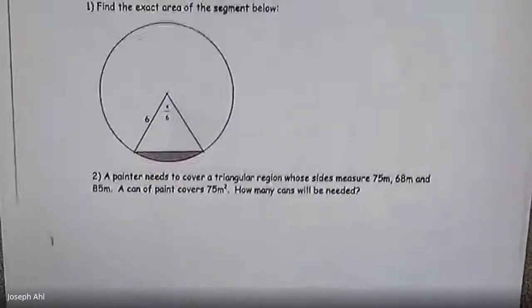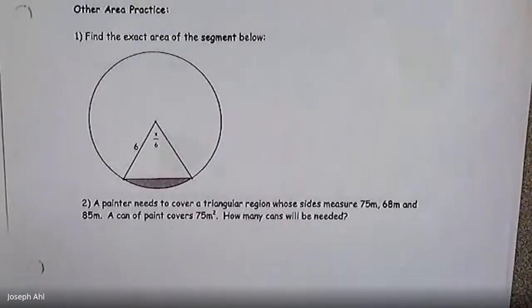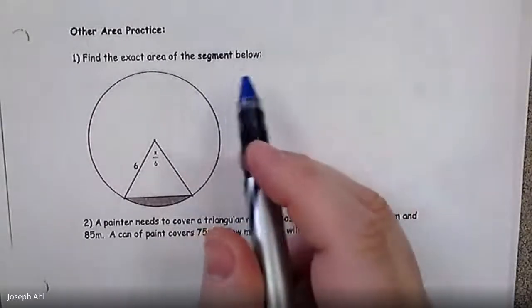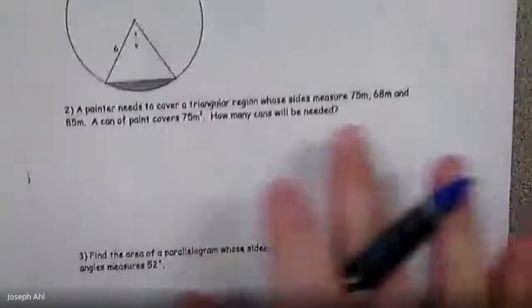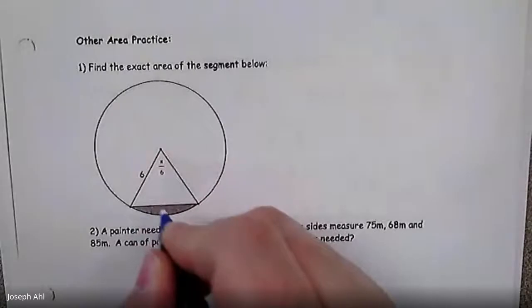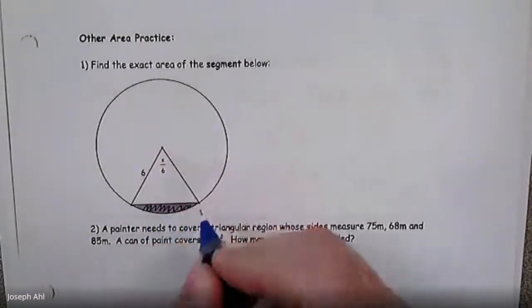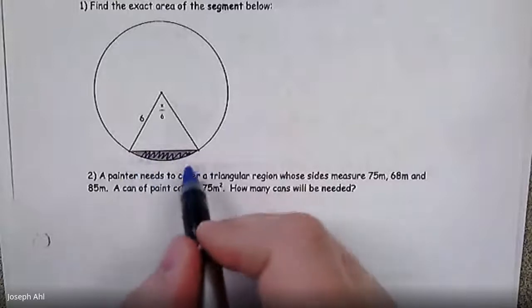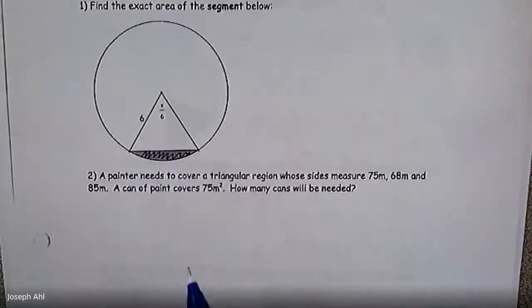All right, on the last page here, we have some other area practice. And I think what I'll do is let me just do the first example with you, finding the area of a segment. Once I'm done with the area of a segment, we'll do these 2 next time we're in class together. So to find the area of a segment is exactly what's shaded below here. The segment is cut off by a chord of the circle and this arc, okay?